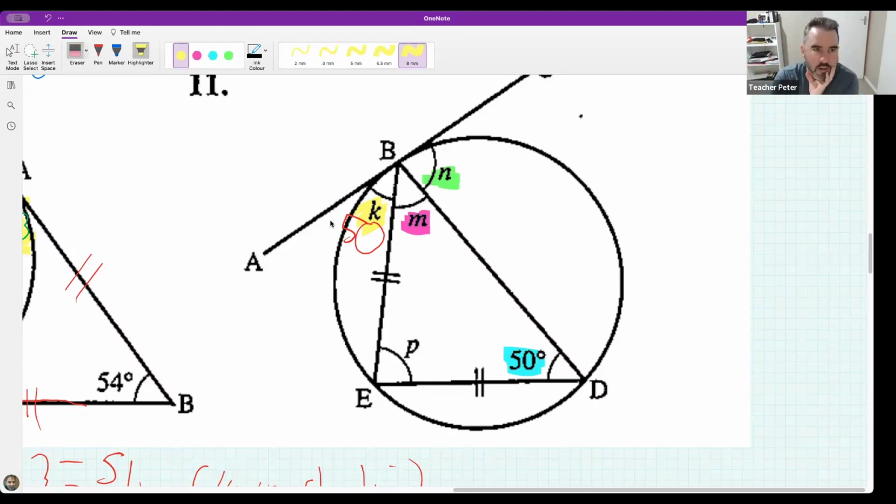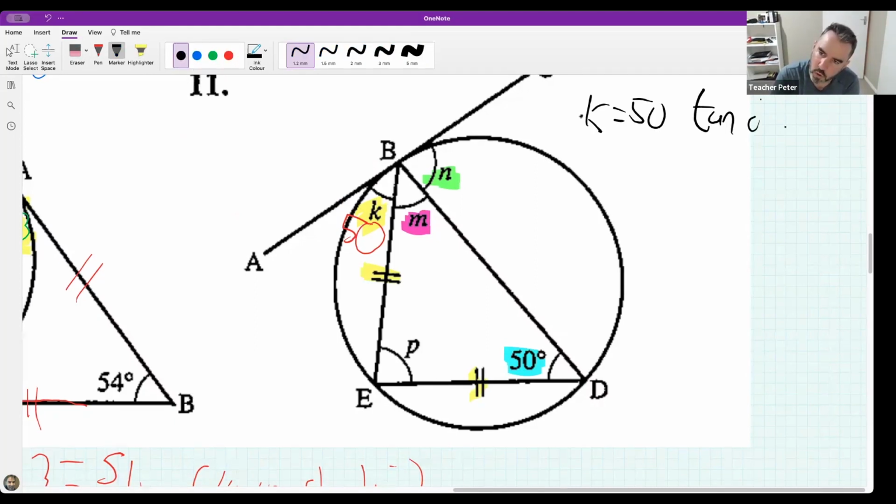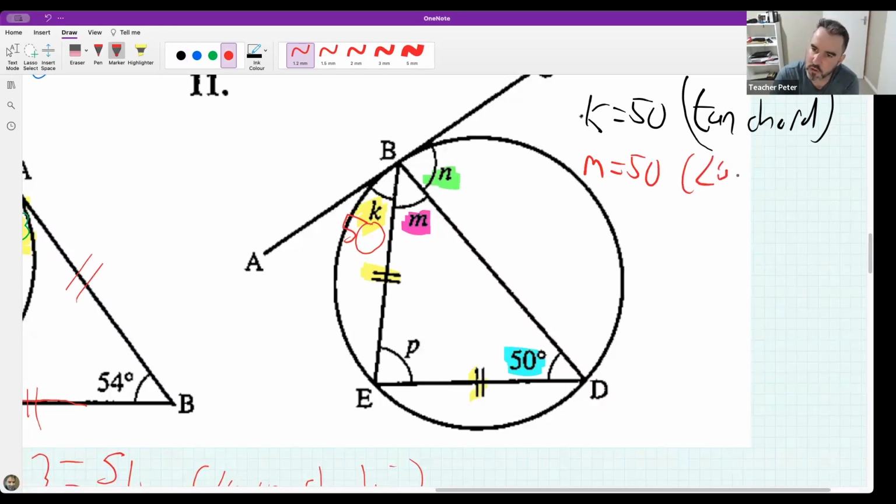Oh, wait a minute. I just noticed this. So then M has to be 50 as well, because, okay, let's write this in. K is 50 by the tan chord. M is 50 by angles opposite equal sides.